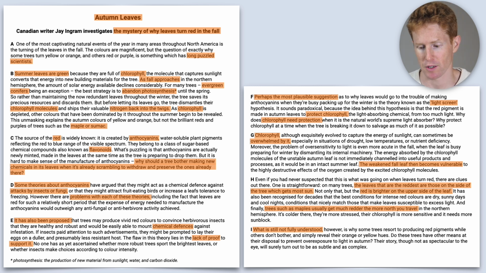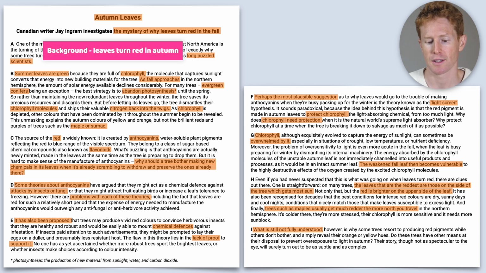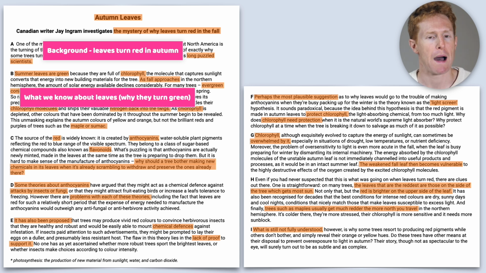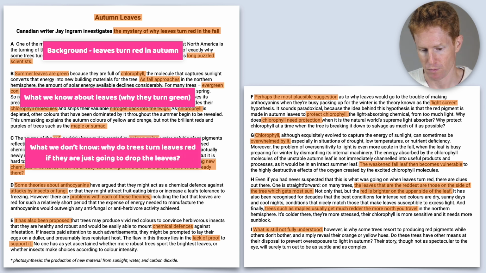Okay, so as well as highlighting words in the text, I've also made a mental note of what is in each paragraph. So in paragraph A, we've got the background that leaves turn red in autumn. In paragraph B, we've got what we know about leaves and why they turn green. In paragraph C, we've got what we don't know. So we don't know why leaves turn red, and we don't know why they turn red if trees are just going to drop these leaves.